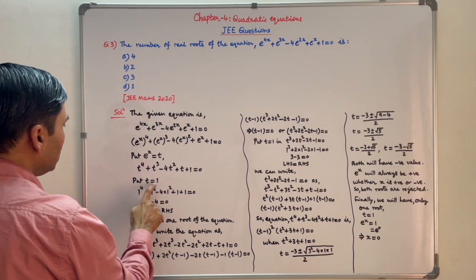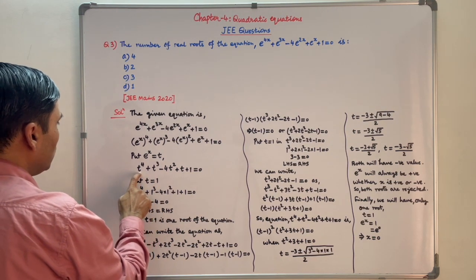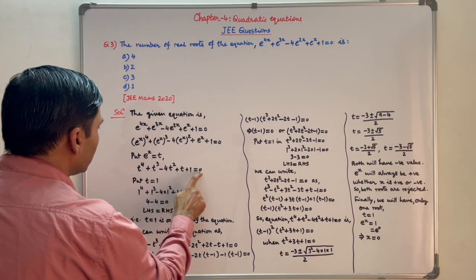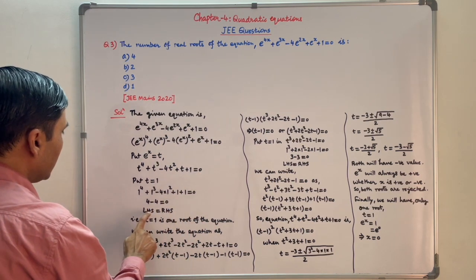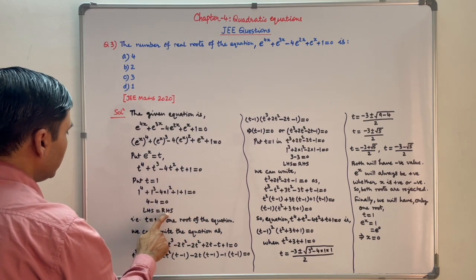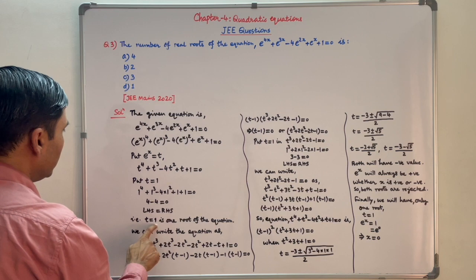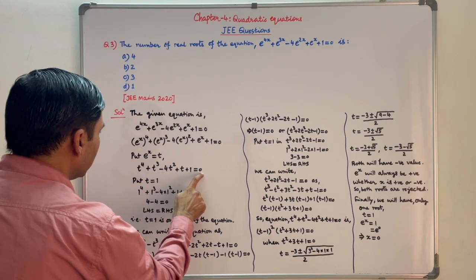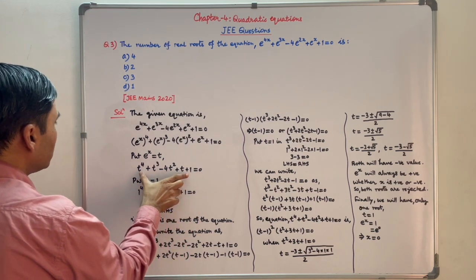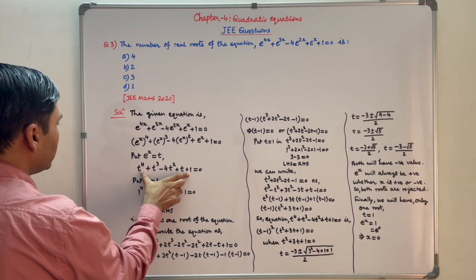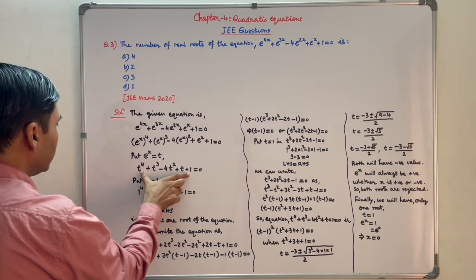Now put t is equal to 1 to check whether t is equal to 1 is one solution of this equation or not. We get LHS is equal to RHS. That means t is equal to 1 is one solution of this equation. Or we can say t minus 1 is one factor of this expression. We can get other factors by following two methods.